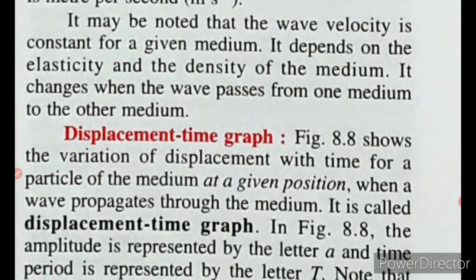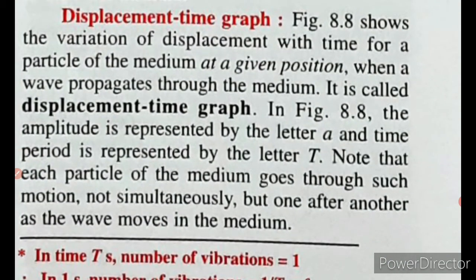The next topic is the displacement time graph. Figure 8.8 shows the variation of the displacement with time for a particle of a medium at a given position. So when a wave propagates through a medium, what they are trying to say is that we are drawing a graph of the displacement of the particles, not the wave, with the time. So it is the variation of the displacement with time for only one particle of the medium at a given position. When a wave propagates through the medium, it is called the displacement time graph.